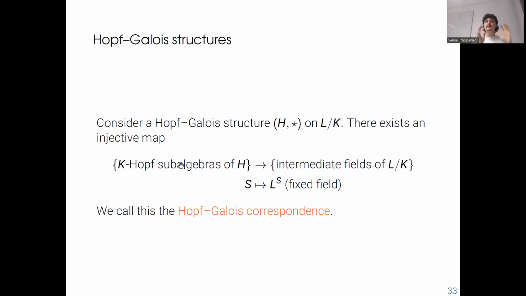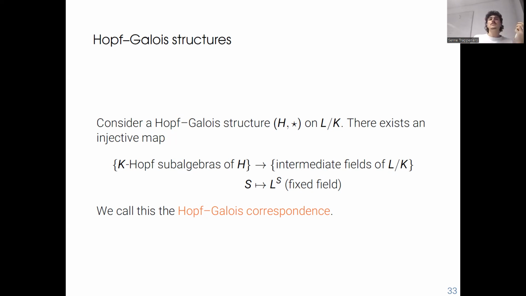And so the same idea works for Hopf-Galois extensions, although it should be noted that this map is just injective. So it's no longer a one-to-one, bijective correspondence. We only have injectivity. And this is still very useful, although it's not necessarily surjective, and this we'll call the Hopf-Galois correspondence.